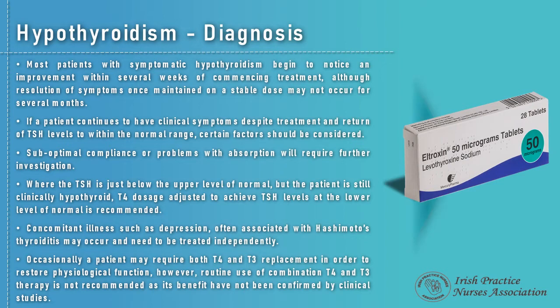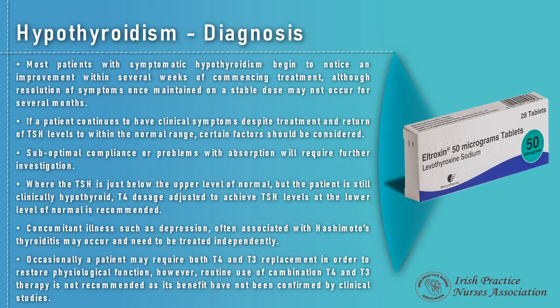Most patients with symptomatic hypothyroidism begin to notice an improvement within several weeks of commencing treatment, although resolution of symptoms once maintained on a stable dose may not occur for several months. If a patient continues to have clinical symptoms despite treatment and return of TSH levels to within the normal range, certain factors should be considered. Suboptimal compliance or problems with absorption will require further investigation.